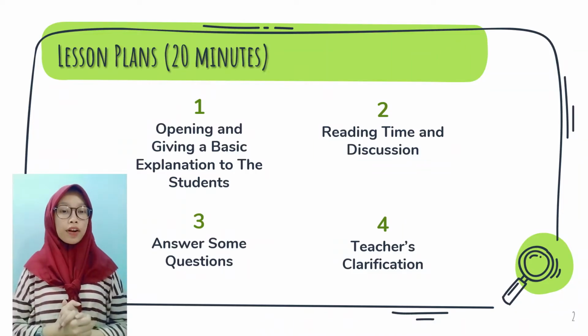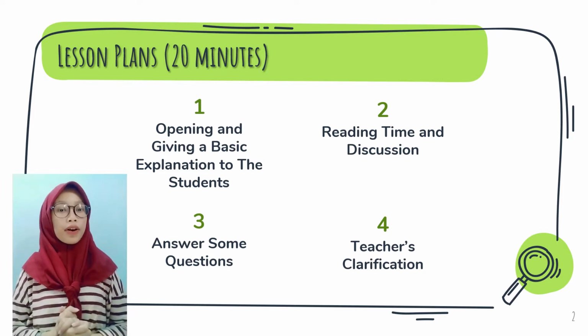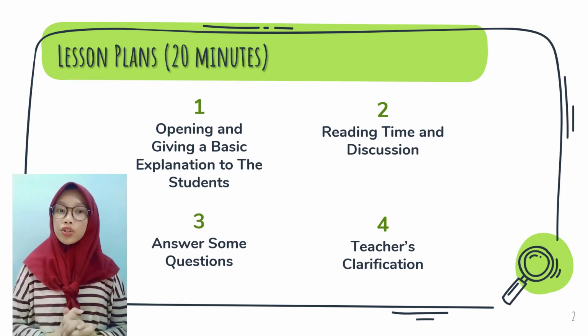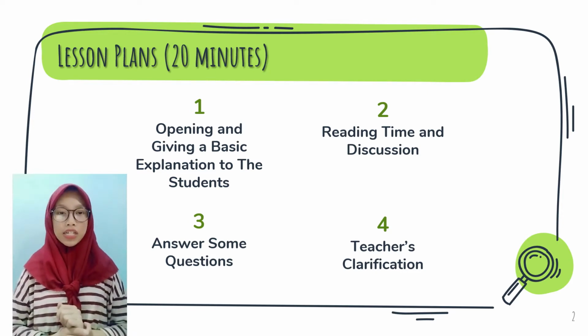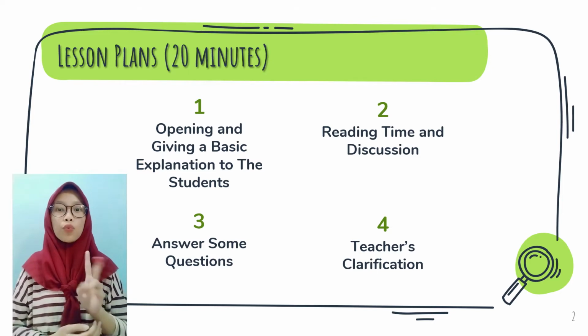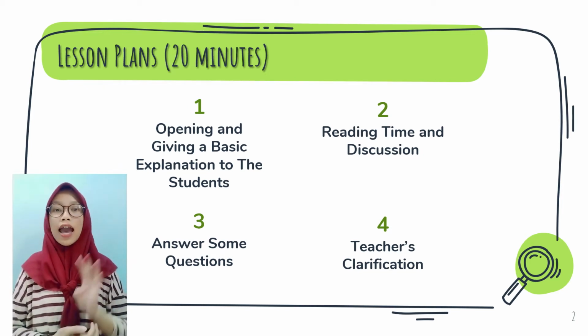So guys, before I give my further explanation, I want to show you some kinds of activities that I will do in my class when I'm teaching literature. The first one is opening and giving a basic explanation to the students. The second one, a reading time and discussion. The third one is answering some questions, and the last one is teacher clarification.